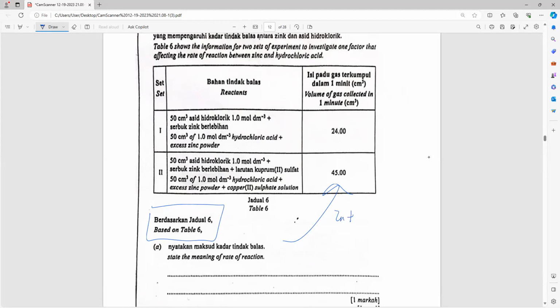I've got zinc and hydrochloric acid. Teacher already knows the equation here. So what is the meaning of rate of reaction, just generally? What's the general definition?